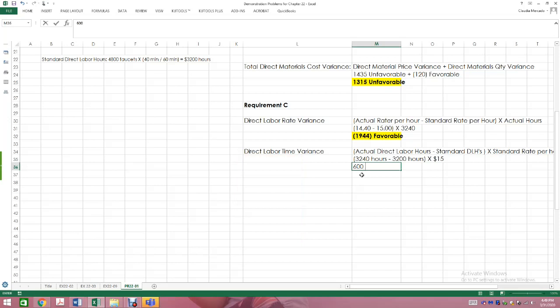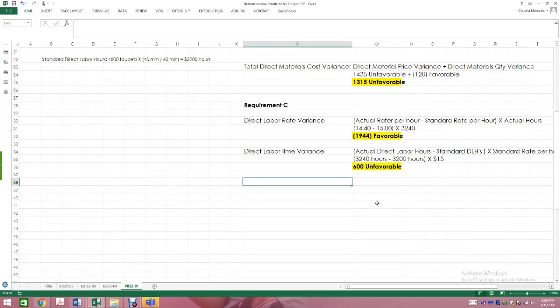If it's a positive number, then it is an unfavorable variance. Now, why is it unfavorable? It's unfavorable because we anticipated spending 3,200 hours to manufacture those faucets, but we spent 3,240 hours. We spent more time than what we had budgeted. That is why it's an unfavorable variance.